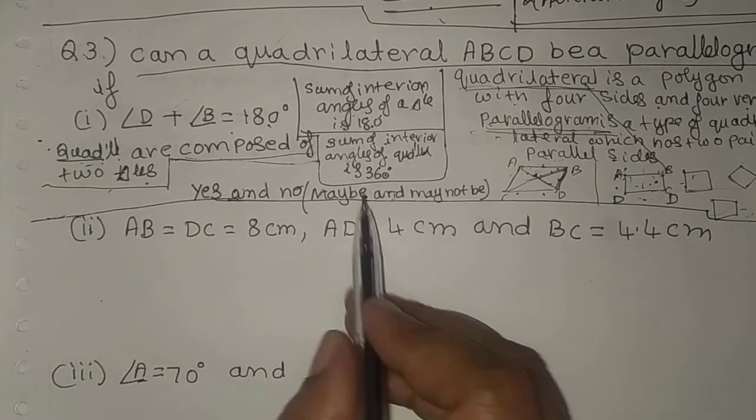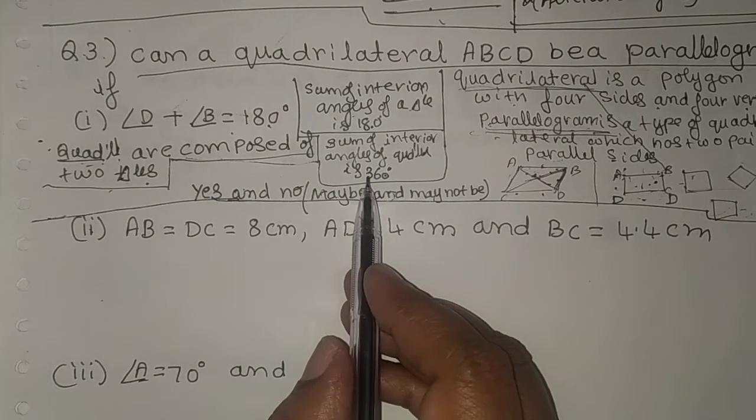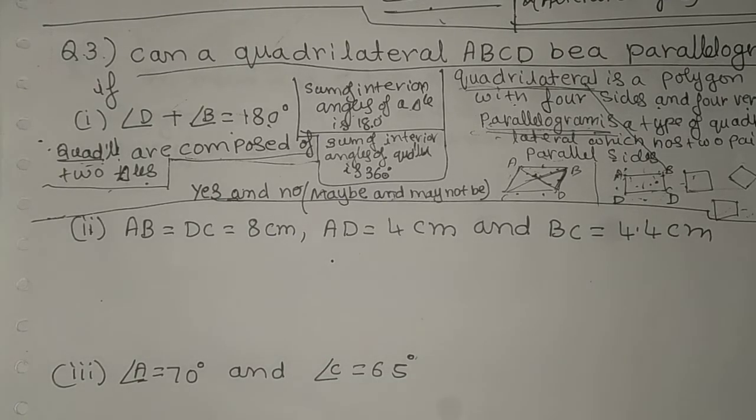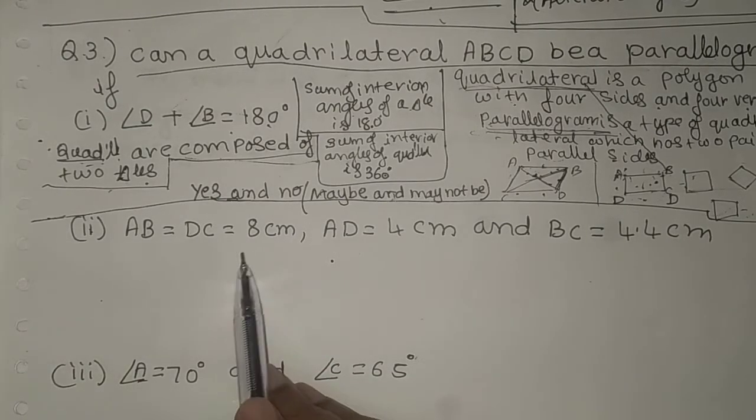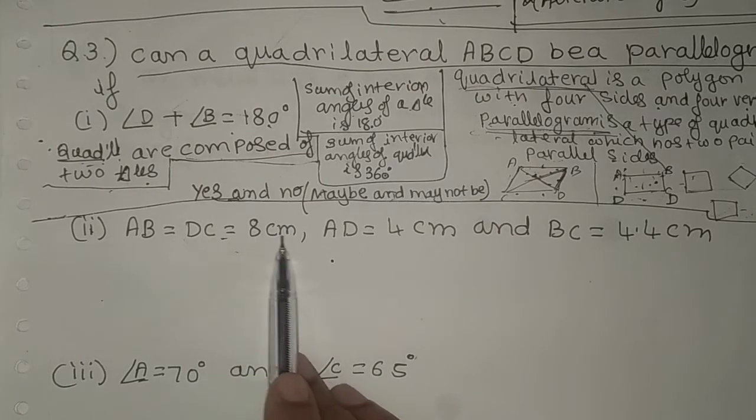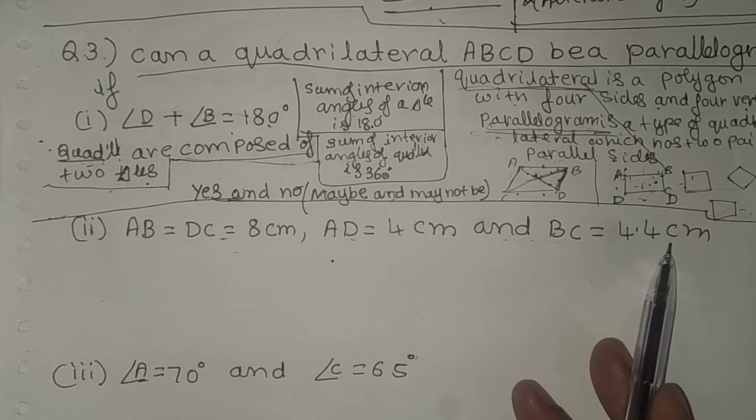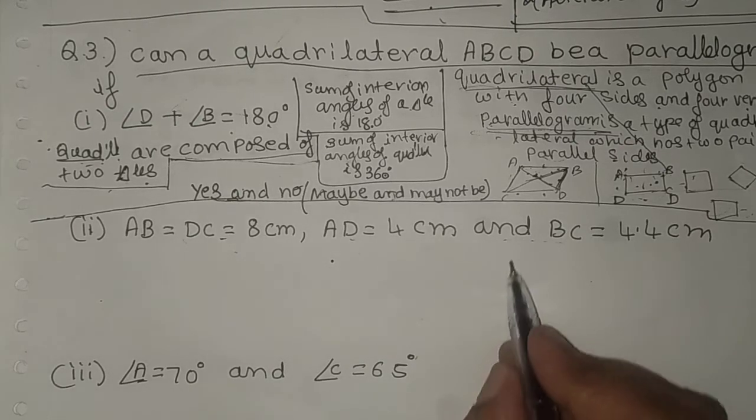So this is the solution for the first question 3, first one. Now we move on to question 3, second one. So AB is equal to DC is equal to 8 centimeters, AD is equal to 4 centimeters, BC is equal to 4.4.